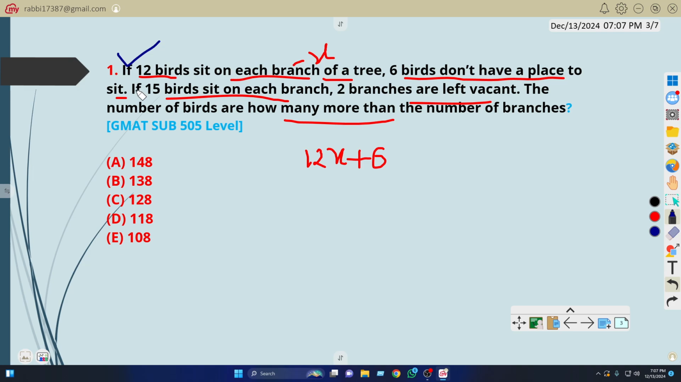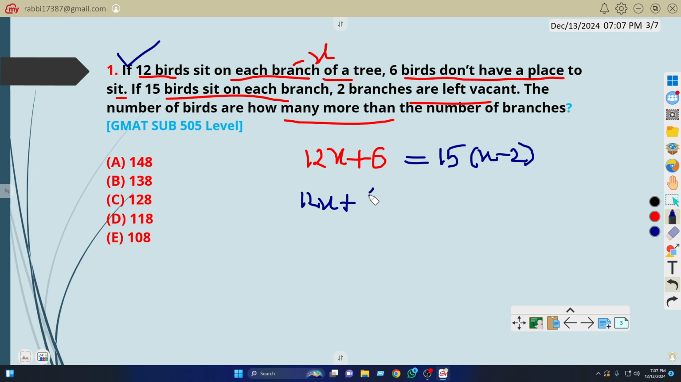Let's start from the second condition. If 15 birds sit on each branch, two branches are left vacant. So we can see that x minus 2, because the number of branches minus 2 are occupied when each branch has 15 birds. That is the total number of birds from the second condition. So we can find the equation and the value of x from these equations. So that is 12x plus 6.